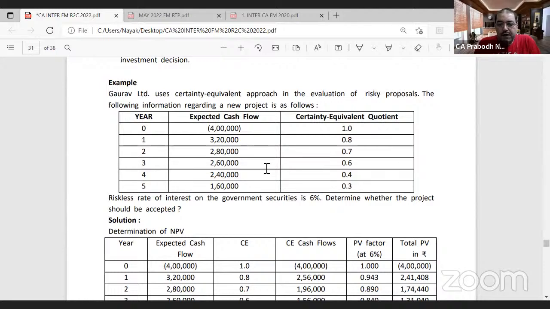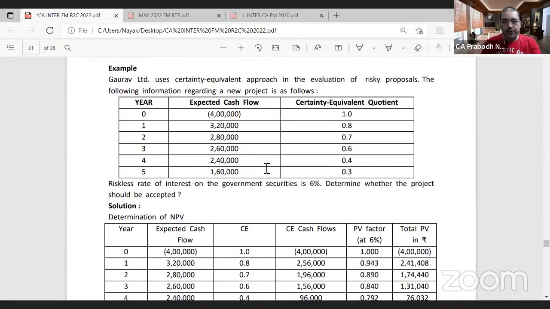Gaurav Limited uses the certainty equivalent approach in the evaluation of risky proposals. The following information regarding a new project is given. For year 0, they have given -4 lakh, that is your investment in the project. The certainty equivalent portion for year 0 will always be 1. Then they have given cash inflows for the 5 years with the respective certainty equivalents. The riskless rate of interest, that is the risk-free rate of interest on government securities, is 6%. Determine whether the project should be cancelled.